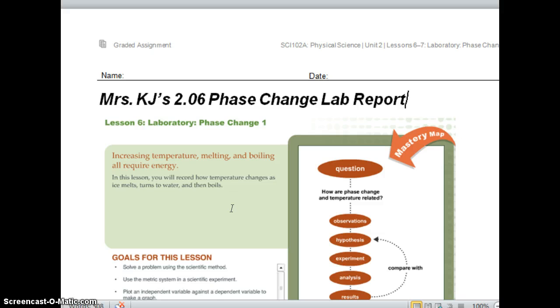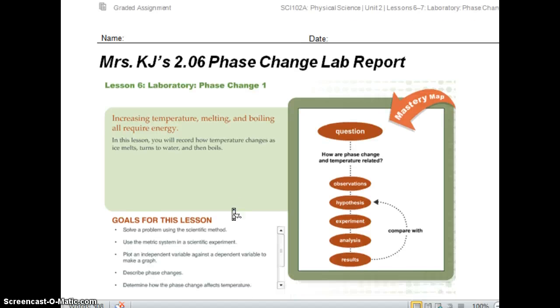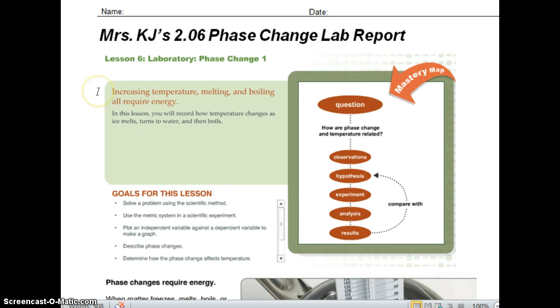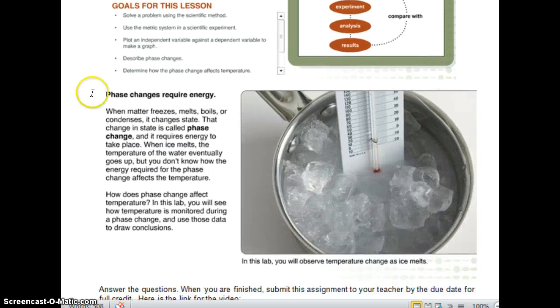Next is the 2.06 worksheet, Phase Change Lab Report. Increasing temperature, melting, and boiling all require energy. In this lesson, you will record how temperature changes as ice melts, turns to water, and then boils. Phase changes require energy. When matter freezes, melts, boils, or condenses, it changes state. That change in state is called phase change, and it requires energy to take place.